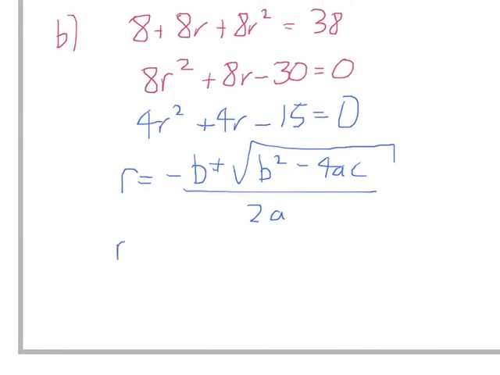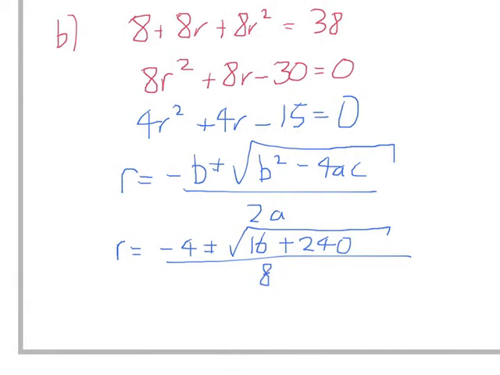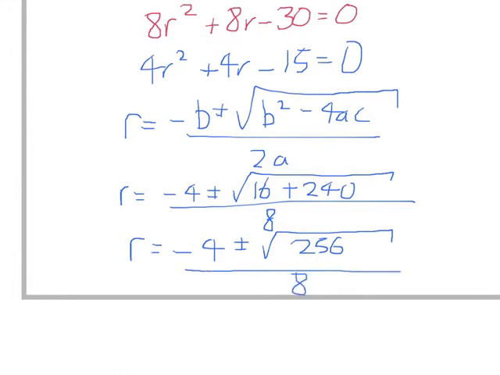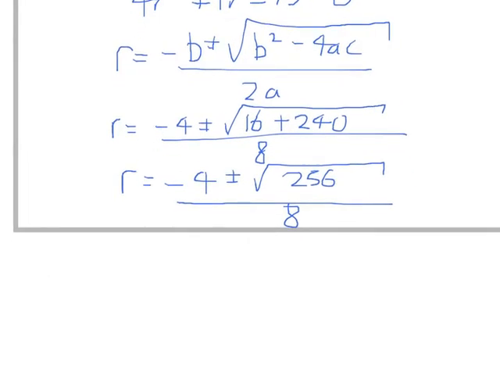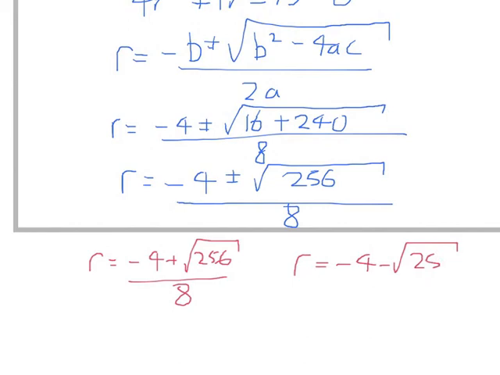So the b is going to be minus 4 plus or minus 4 squared, which is 16. 4 times a, well that's 4 times 4, which is 16, times by negative 15 gives 240, and 2 lots of a is going to be 8. So we add the bits in the square root, you get 256, and then divide through by 8. So we're going to have two solutions. We're going to have r is equal to minus 4 plus root 256 divided by 8, and r equals minus 4 minus root 256 over 8. And if you get a calculator, you can find the solutions for both values of r, which are 1.5 and minus 2.5.